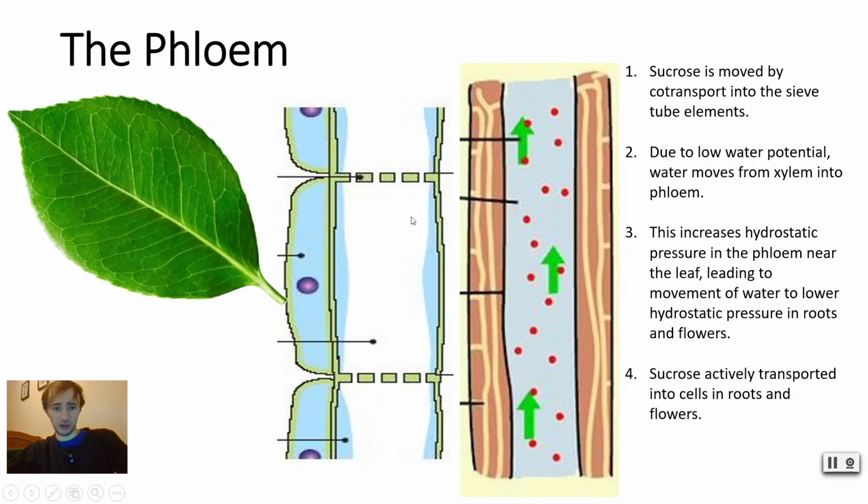Fine. So, four stages again. You have to co-transport the sucrose into the sieve tube elements. Water then moves from the xylem into the phloem from high to low water potential, increasing the hydrostatic pressure so that the water moves up and down the plant, and then the sucrose is actively transported into cells in the roots and flowers. Fine.